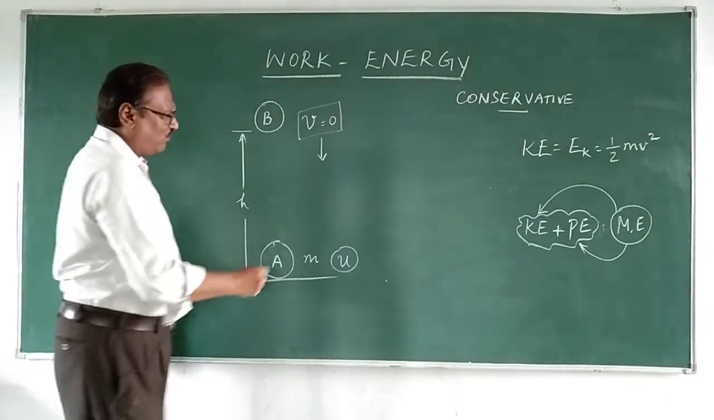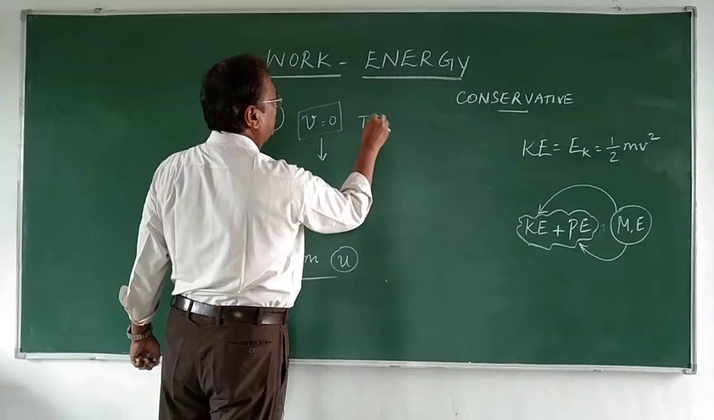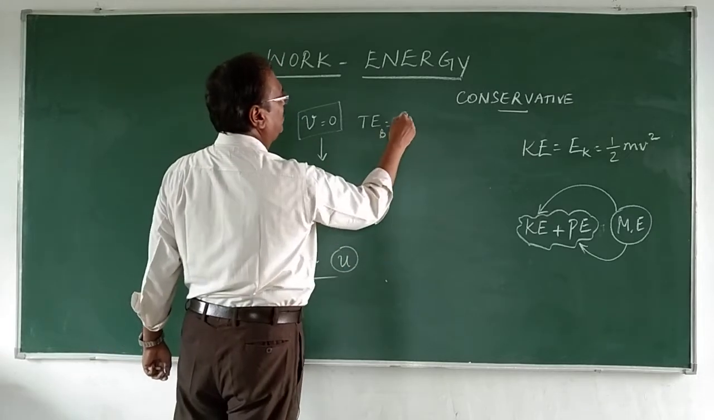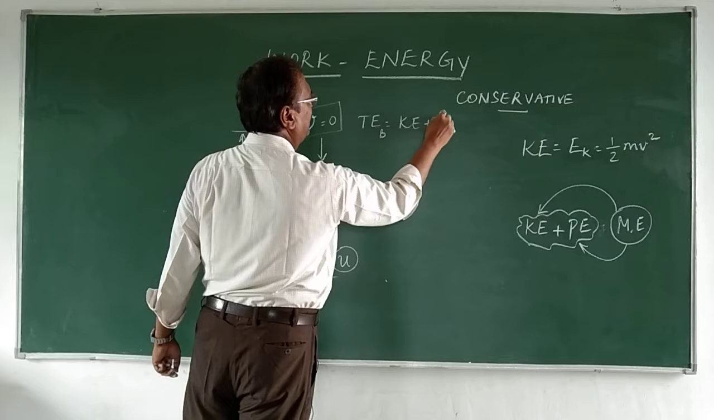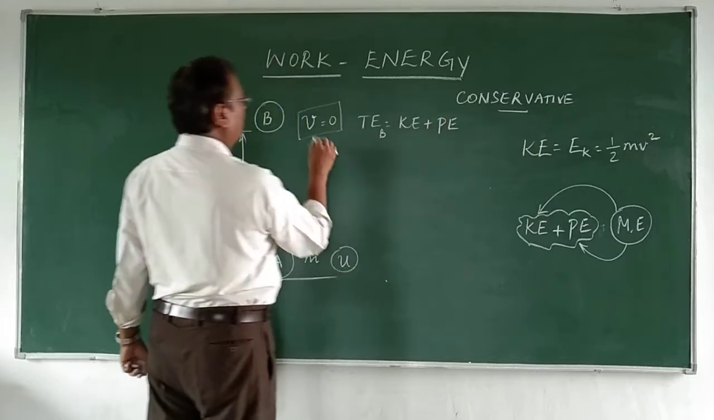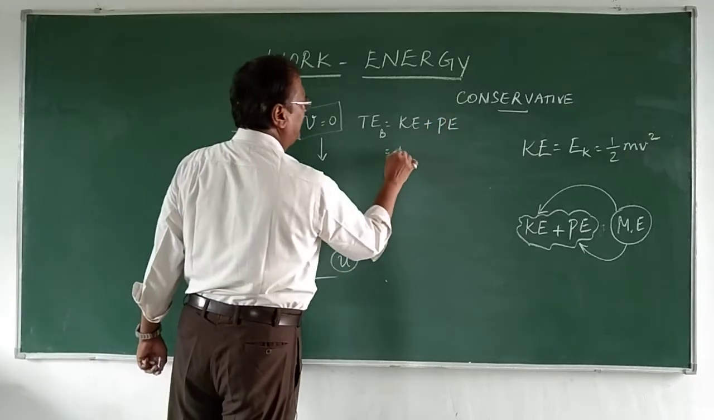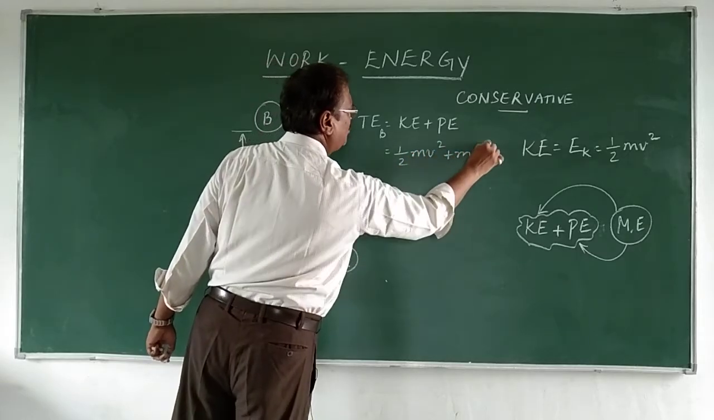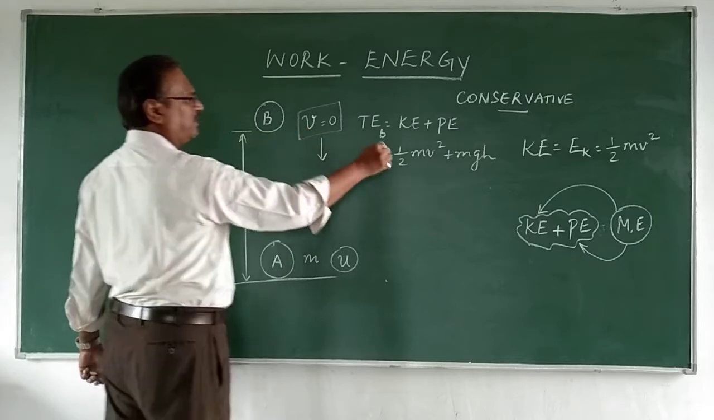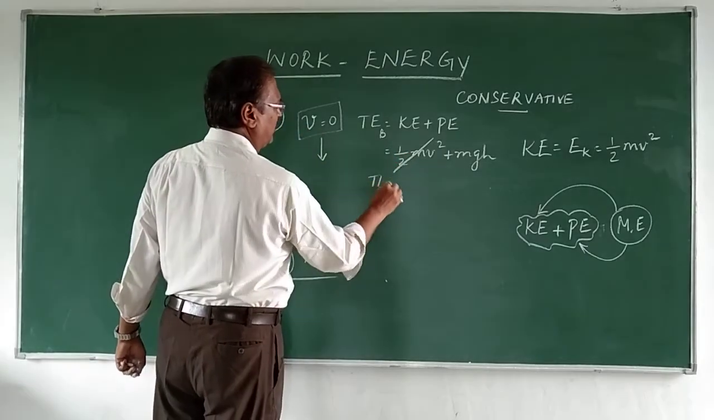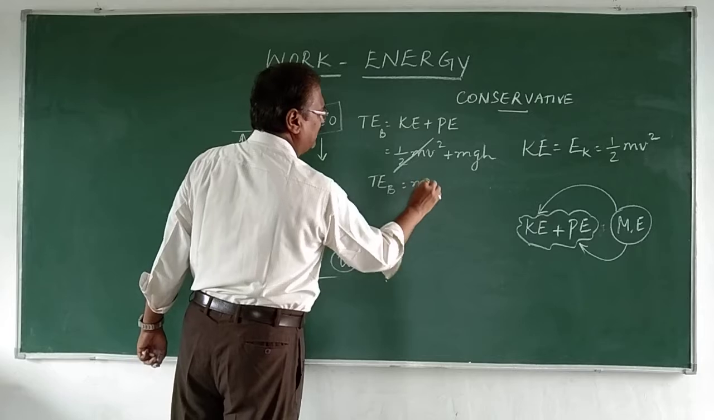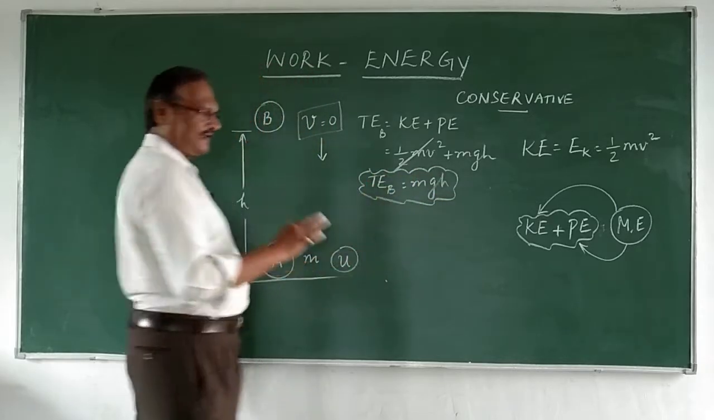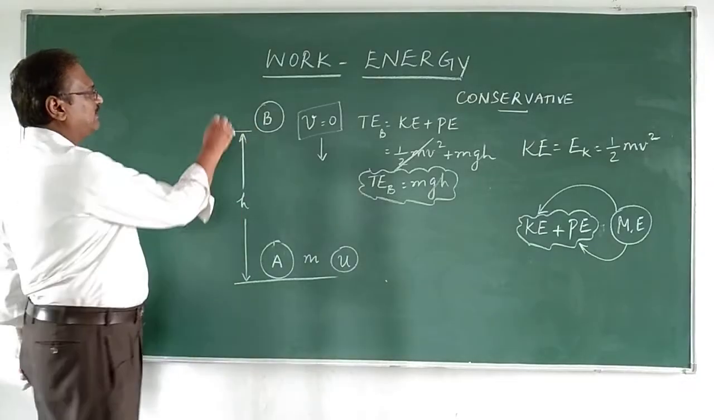Now let us see what is the total energy possessed by the body at this point B. That will be kinetic energy plus potential energy. When velocity is 0, that is nothing but half mv square plus mgh, right? V has become 0, so total energy at the point B is mgh. Keep this in mind. This is one part of it. At this point, the energy is mgh.